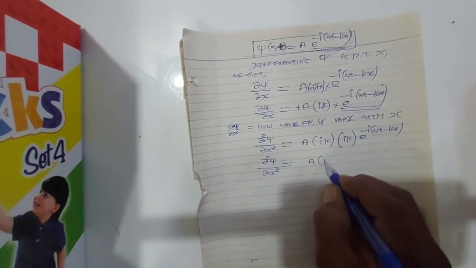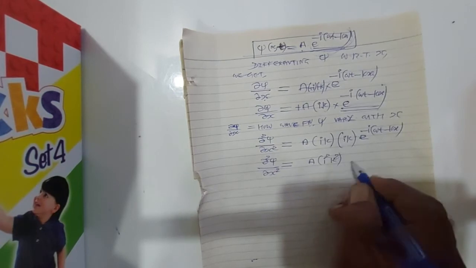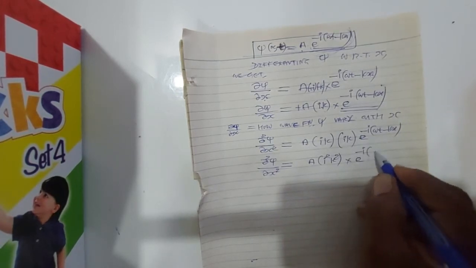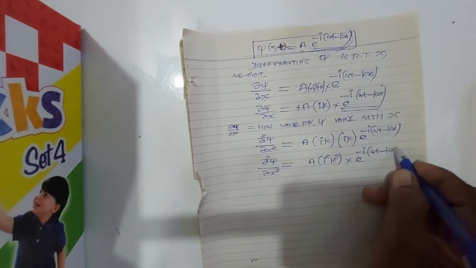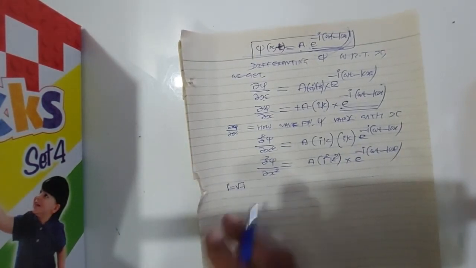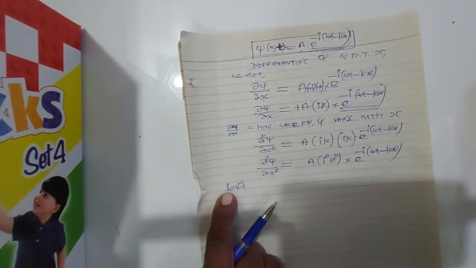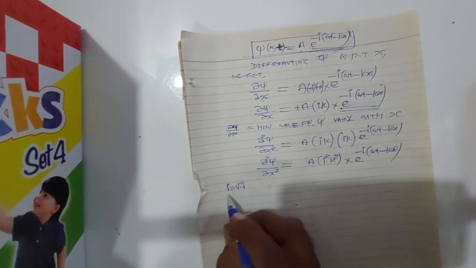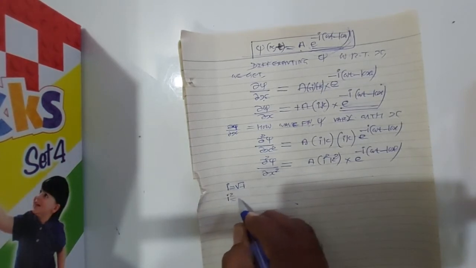This ik into ik will be i square k square e raised to minus i(omega t minus kx). You must be knowing the value of the imaginary number i. I forgot to explain what i is. i is the imaginary complex number. Its value is under root minus 1. It is called iota. So i square is equal to minus 1.